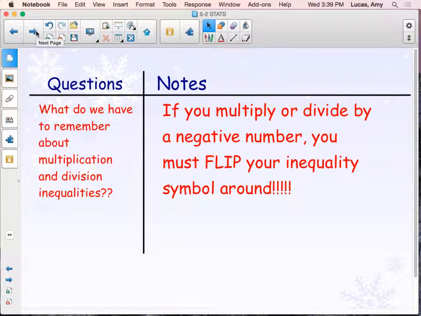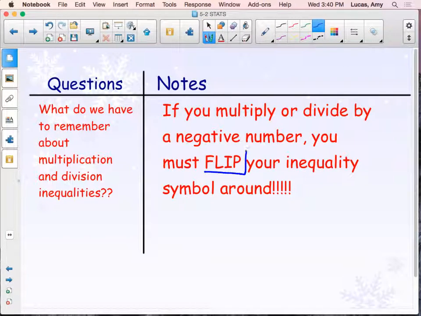Our first question says, what do we have to remember about multiplication and division inequalities? And the answer to that question is, if you multiply or divide by a negative number, you must flip your inequality symbol around. I'm going to explain this a little bit. If you multiply or divide by a negative number, you must flip your inequality symbol around.